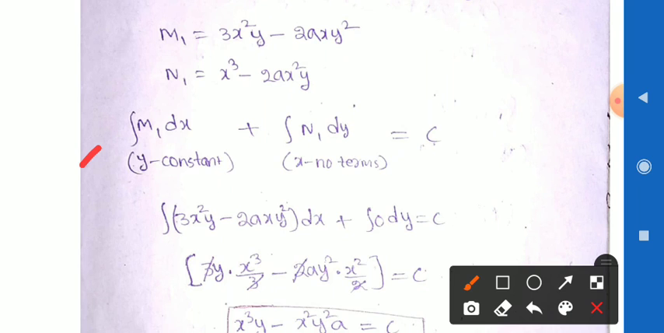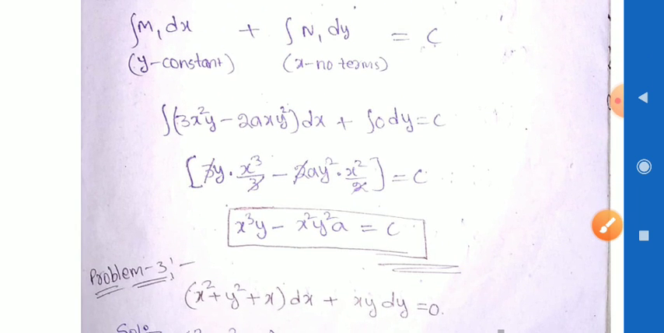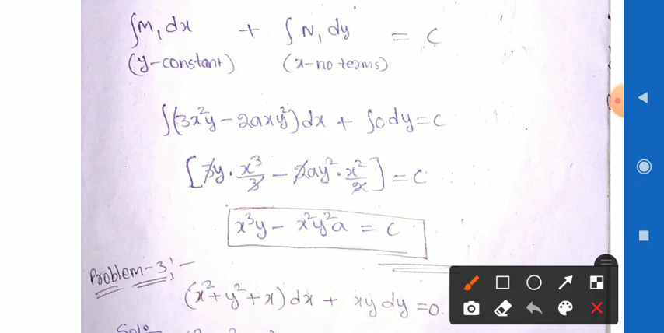By doing the integration, we get 3y·x³/3 − 2ay²·x²/2. Here 3 and 2 cancel. So we have the general solution x³y − a x²y² = c, which is the general solution for the given problem.